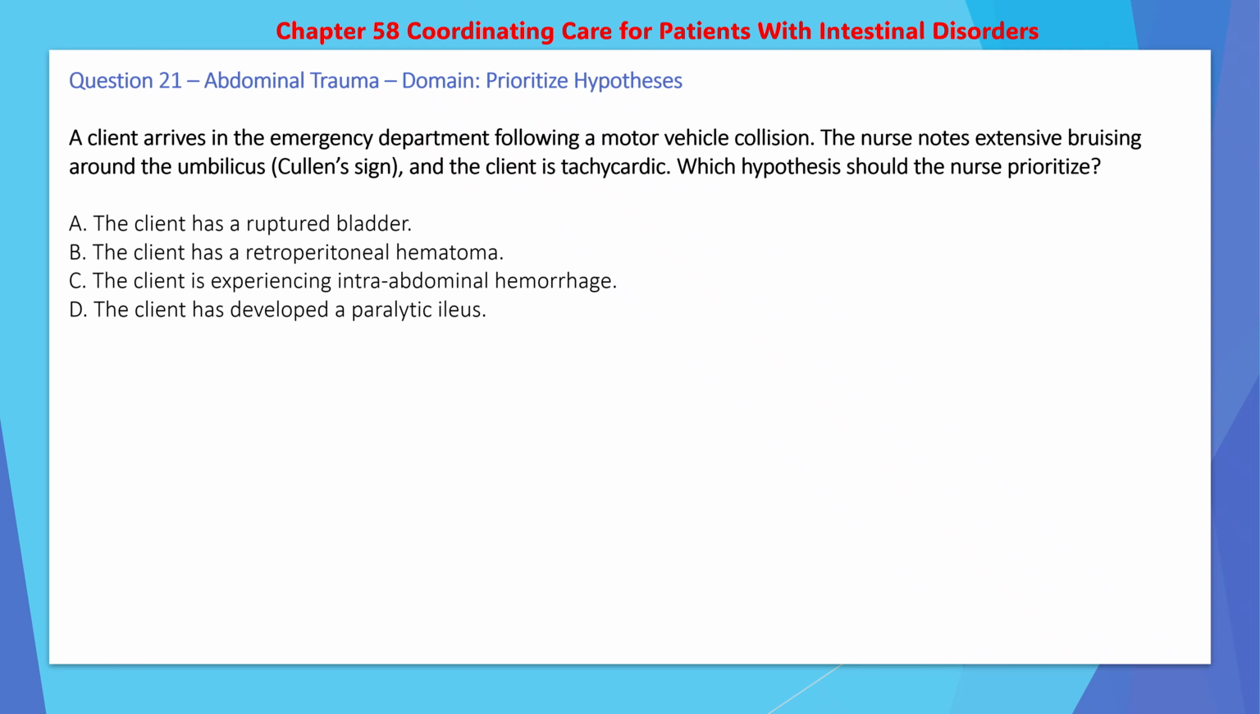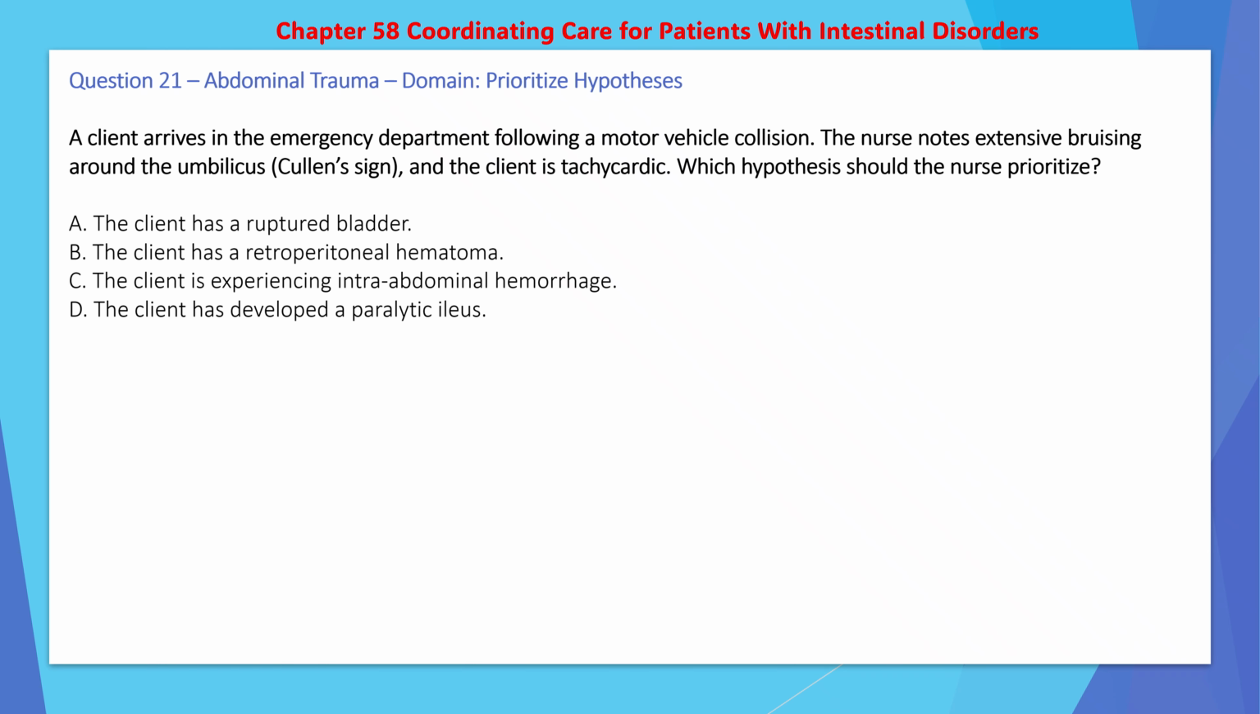Oh, we're getting close. Question 21 out of 22. Abdominal trauma. Prioritize hypothesis. A client arrives in the emergency department following a motor vehicle collision. The nurse notes extensive bruising around the umbilicus, so that is the Cullen sign, and the client is tachycardic. Which hypothesis should the nurse prioritize? In NCLEX it might not say this word, but it's kind of rewarding.